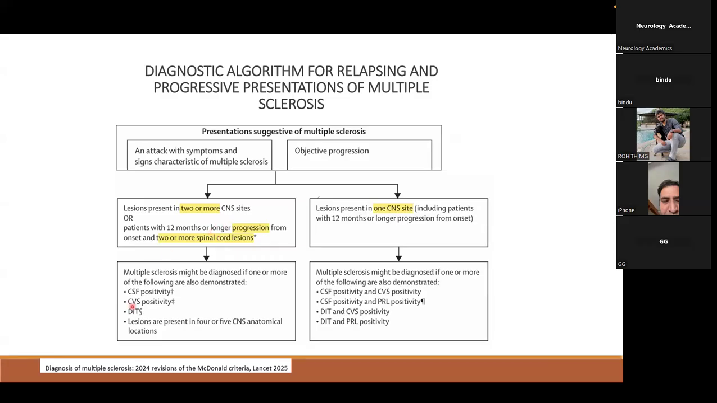So to diagnose it as MS, if dissemination in time is there, then we can take it, or CSF positivity or the central vein sign positivity, if it is there, or if there are lesions at 4 or more anatomical locations also, we can diagnose it as MS. And if the lesion is at only one anatomical site, we can still diagnose it as MS if there is CSF positivity and central vein sign positivity. CSF positivity with paramagnetic rim lesion, or dissemination in time and CVS, or dissemination in time and PRL.